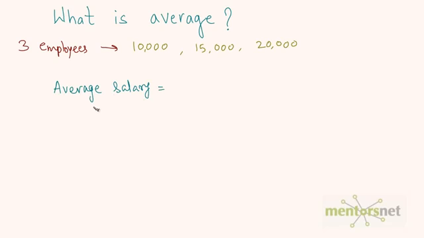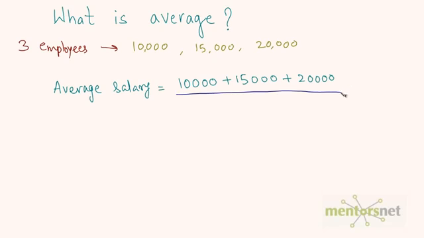To calculate the average salary of these 3 employees, the first step is to add these 3 salaries. So let's do it. Once we add the salaries, we have the complete stockpile of cash right there. Now we have to distribute this cash to all of these 3 employees in such a way that each employee gets the exact same amount of cash. To do that, we'll have to divide this complete sum of salaries by the number of employees, and in this case the number of employees is 3.